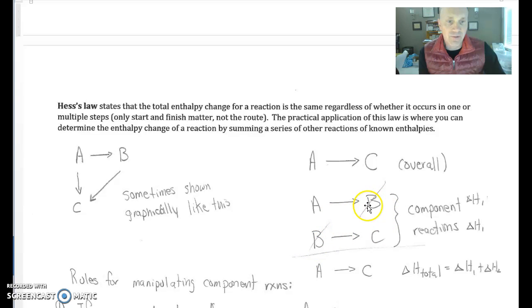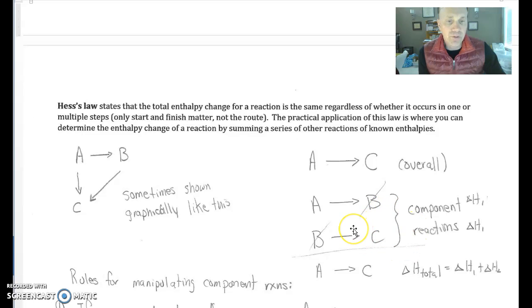If we take these two component reactions, hopefully you remember that if you see something on a reactant side, it would cancel with something on a product side. So we could cancel out B so that the overall reaction when these are summed together is just A going to C. That's what we're trying to determine here. And the total enthalpy of A going to C is going to be the sum of the enthalpies. That's the key part about Hess's law: the total enthalpy of a reaction is just the sum of the enthalpies of the component parts.